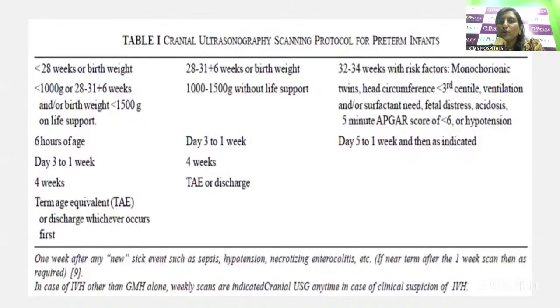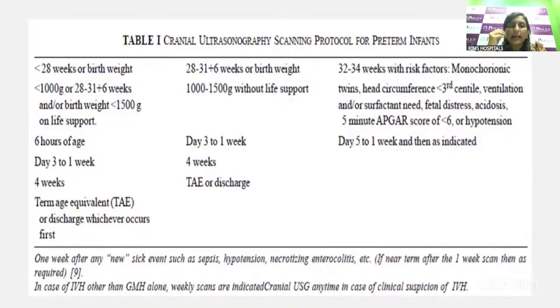Coming to the screening protocol for cranial ultrasounds in preterm infants: in babies less than 28 weeks or less than 1 kilo, and in babies between 28 to 31 weeks plus 6 with birth weight less than 1500 grams who are requiring life support, the first NSG has to be done within the first 6 hours of life. And later we do it between day 3 to 1 week, day 3, day 7, day 14, and day 28. This is to rule out IVH.